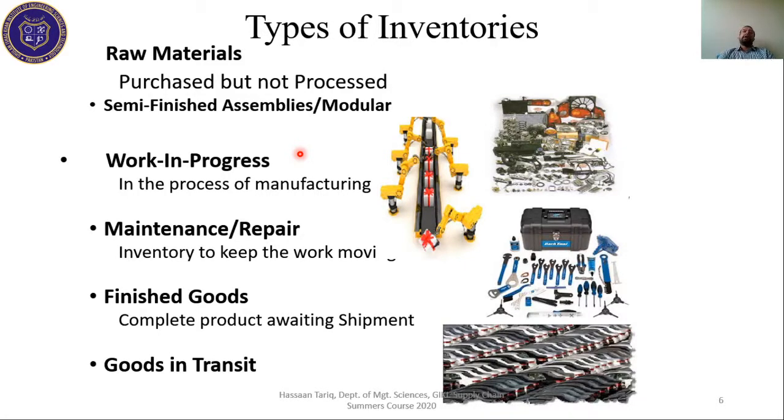So I'll count them as my work in progress inventory. Obviously, that has not been really finished, but still the work is in progress. So that's the reason we call that work in progress. The other part is maintenance and repairs inventory. That is basically just to keep the work moving, right?